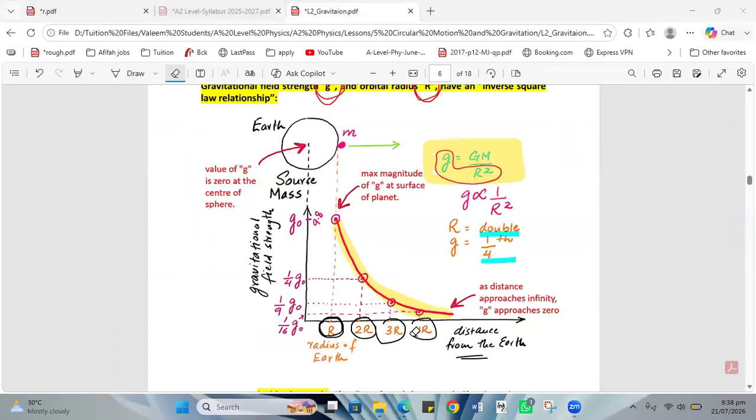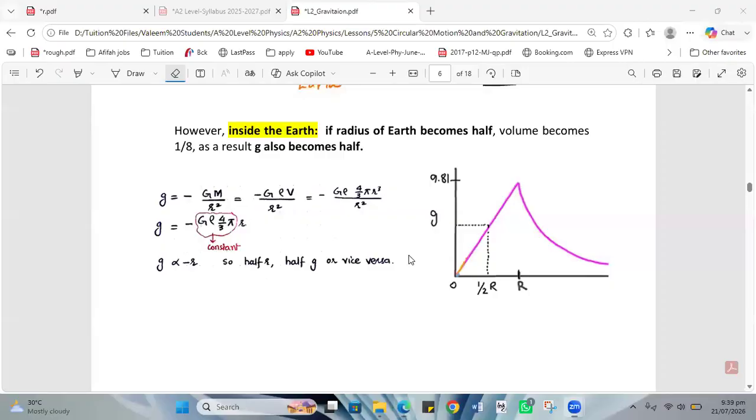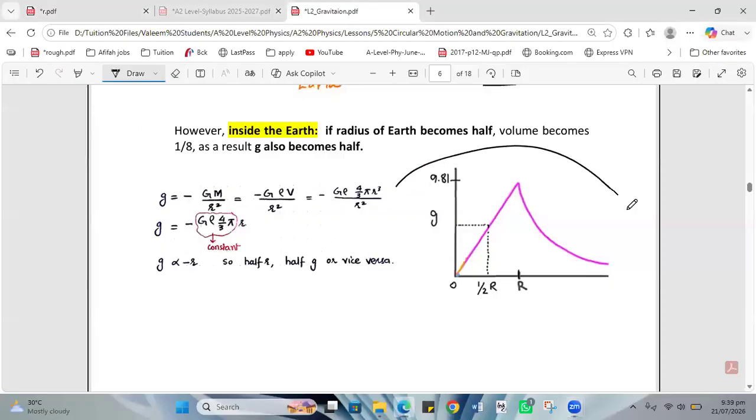Are you guys following so far? Yes, miss. Perfect. Okay, so in reality, I just showed you this is what the graph looks like.